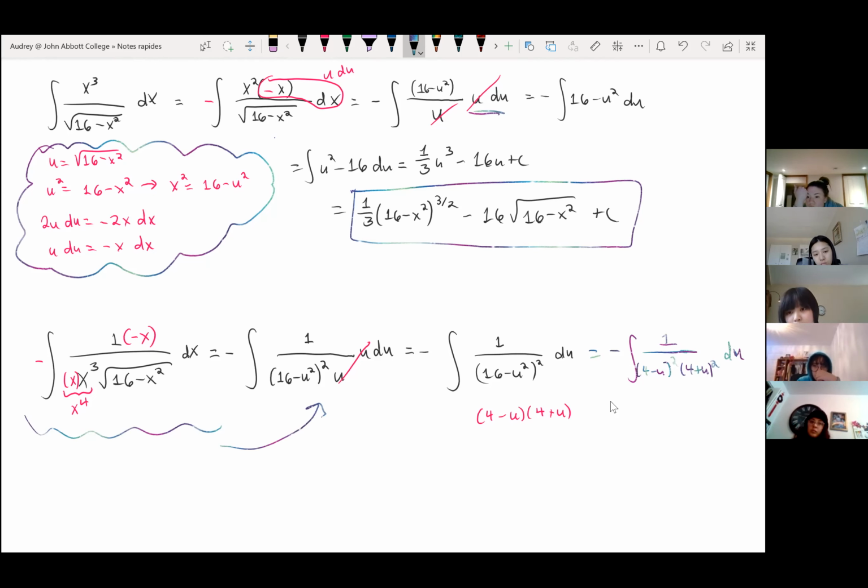Harney, I don't understand your question. So we have 2u du equals negative 2x dx. Why do we take the derivative of both sides again? I didn't. I just canceled out my 2's. So I just divided both sides by 2. Oh, okay. That makes sense? Okay.